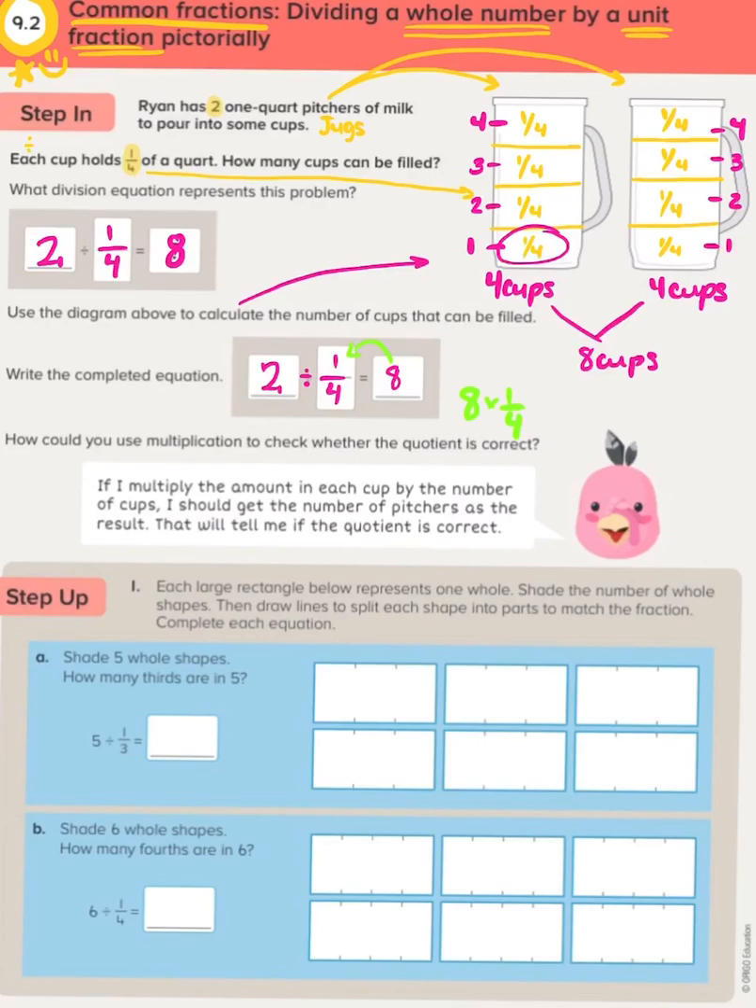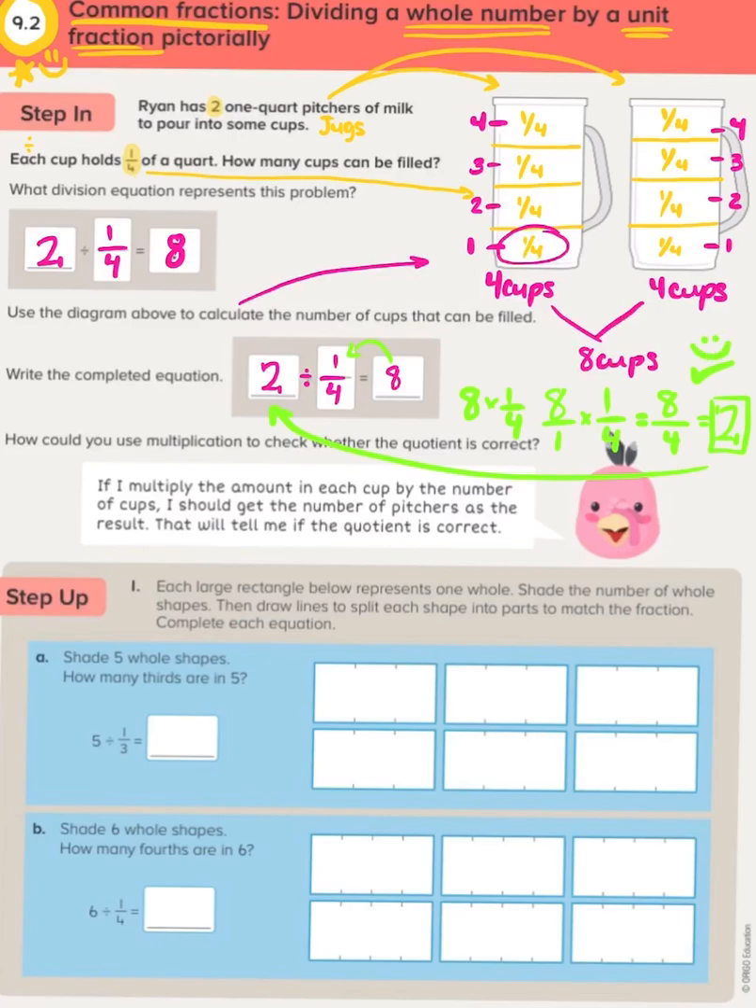And if I do get 2, then I know I did it right. So 8 times 1/4 is the same thing as saying 8 over 1 times 1 over 4, which gives me 8 times 1 is 8, and 1 times 4 is 4, which gives me 8 over 4, which is the same thing as 2 wholes, because 8 divided by 4 is 2. So I did get the same thing. Check. I checked my answer, and I got it right.